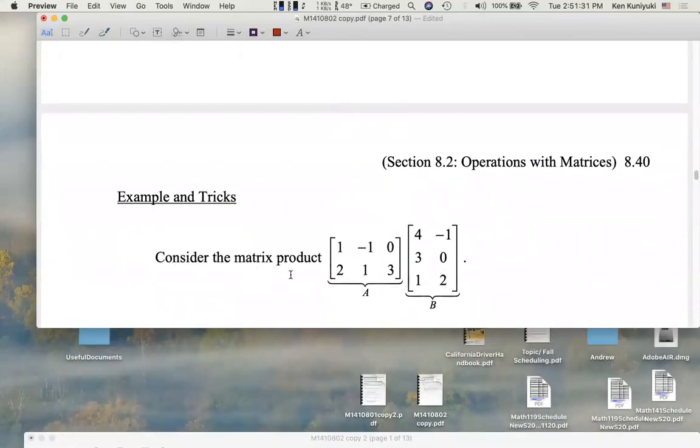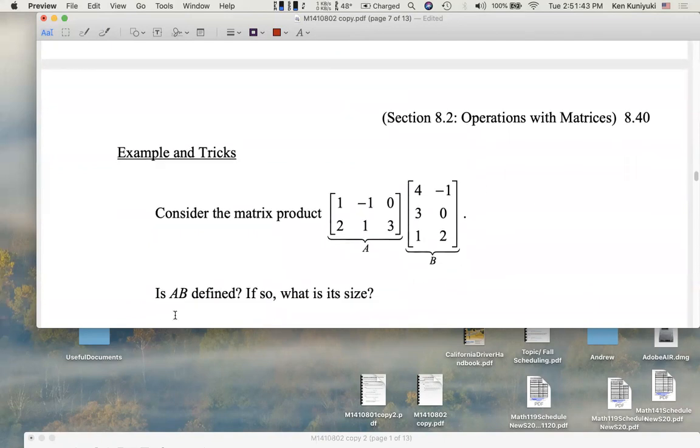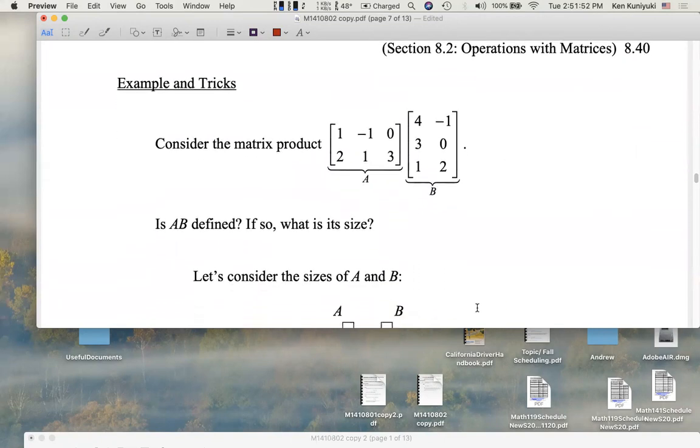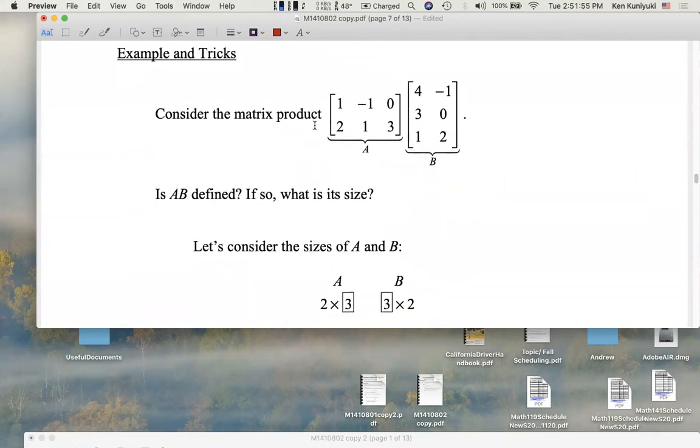Consider the matrix product A times B in this order, where A is this 2 by 3 matrix over here, B is this 3 by 2 matrix over here. So again, we're going to ask, is AB defined? Is this matrix product defined? And if so, what is its size? So let's consider the sizes of A and B. We just observed A has 2 rows and 3 columns, so A is 2 by 3. B has 3 rows and 2 columns, therefore B is 3 by 2.